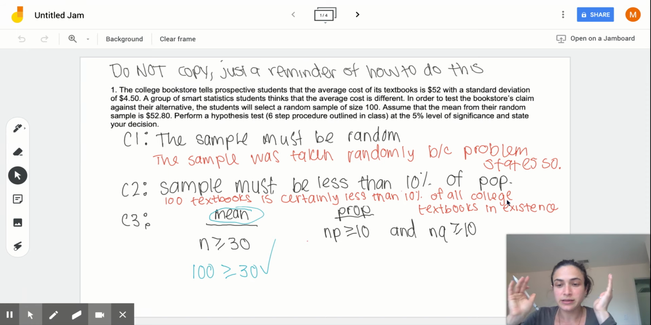The third condition, there are two of them. If it's a mean, then your C3 will be n must be greater than or equal to 30. If the question is a proportion question, then you have these two: np and nq must be greater than or equal to 10. In this problem, if you notice, it says the word average. It's talking about average cost, so this is a mean question. So all we have to do for C3 is prove that your sample size, which is 100, is greater than or equal to 30. This is what you would write on your paper. If it asks you to do conditions, that's what it's asking for.